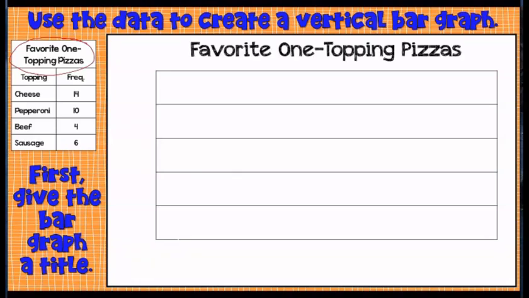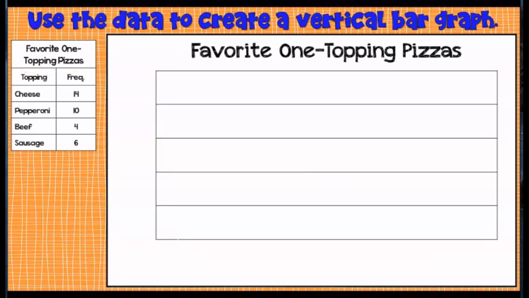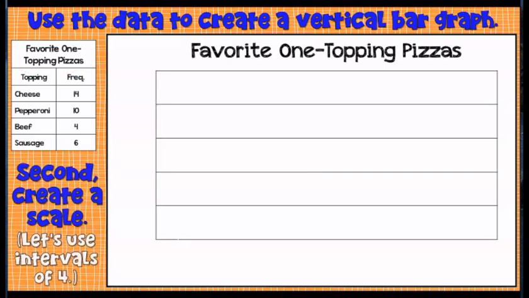Favorite one-topping pizzas. Next, we're going to create a scale. A scale is our intervals that go up the side. How big are the numbers going to be? How big of a jump are we going to take? Now, we always start our intervals at 0. At the very bottom is 0, which makes sense. And then it says, let's use an interval of 4. So we are going to count by 4s every time we go up a line.